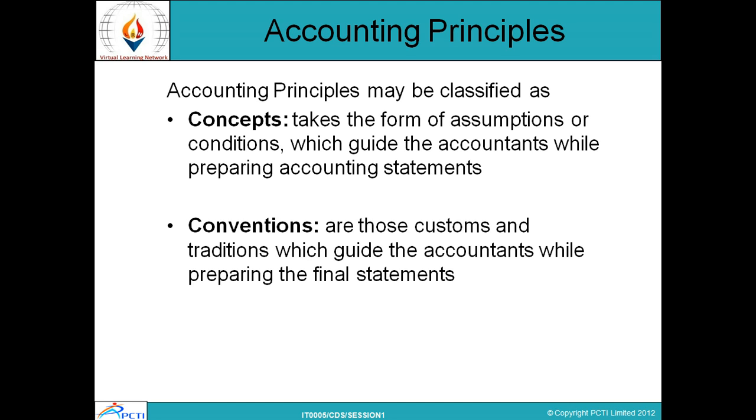When I say concept of accounting, what comes to your mind? A concept takes the form of an assumption or condition which guides the accountant while preparing accounting statements. If I have to say this in Hindi, a concept is nothing but an assumption, a belief, certain conditions on which the accountant prepares the accounting statement. That is the concept. And conventions are those customs and traditions which guide the accountant while preparing the financial statements.